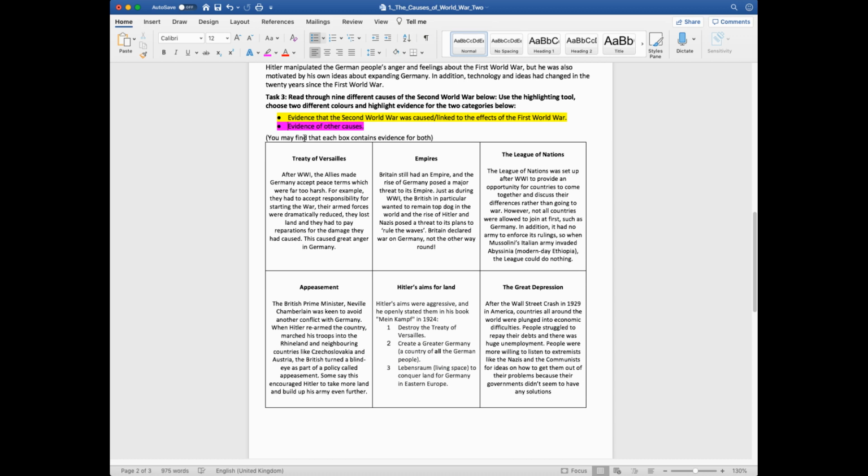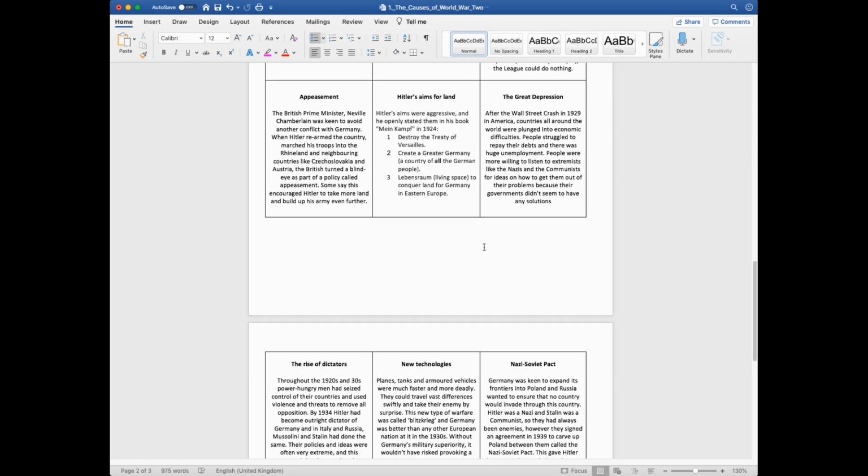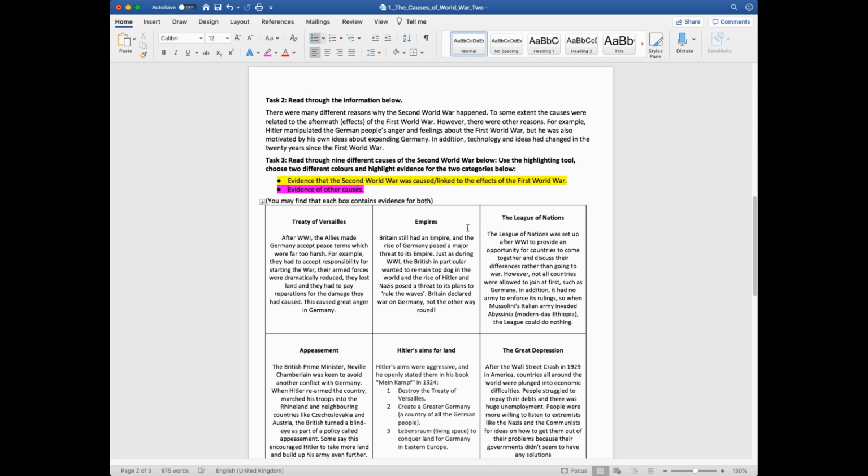So the first thing we're looking at is that we've got these 9 statement cards about the causes of the World War II, sorry. And what we're looking at is whether it's evidence that the Second World War was caused or linked to the effects of the First World War. So did World War II happen, which is our question, because of World War I? Okay, so we read this information and you're going to highlight it. And then, or is it evidence of other causes, other things that happened?